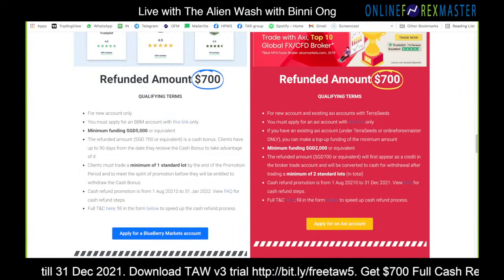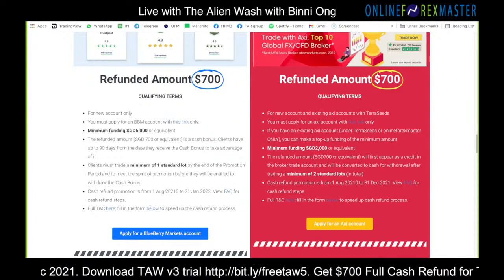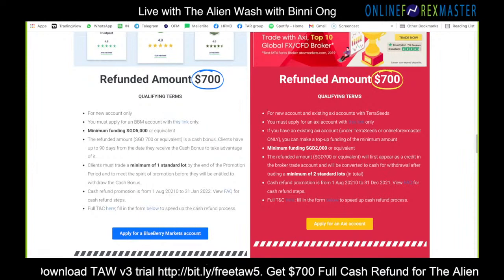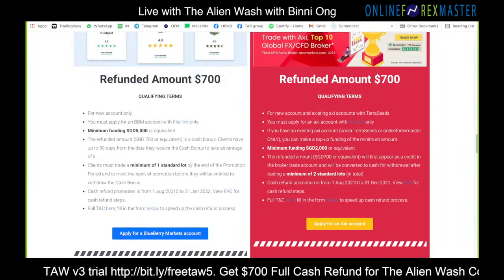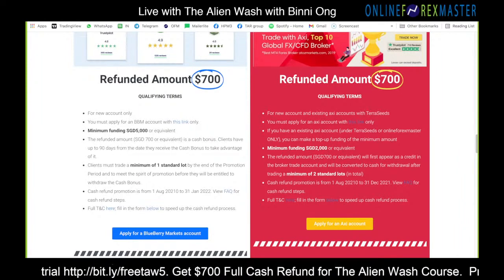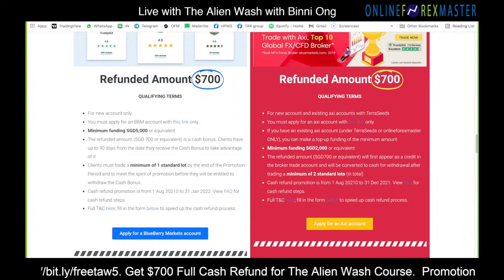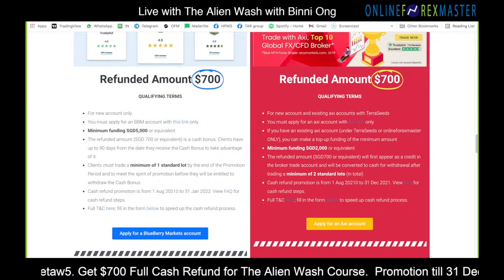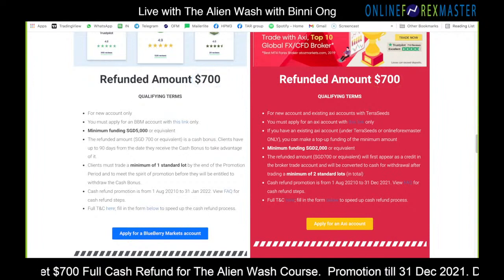Do Axi and BB Trading offer FX, stocks in different regions, commodities and crypto? Yes. Axi has US stocks, but certain US stocks only, the CFDs, but all of them will have FX, commodities, cryptos, etc. Okay.